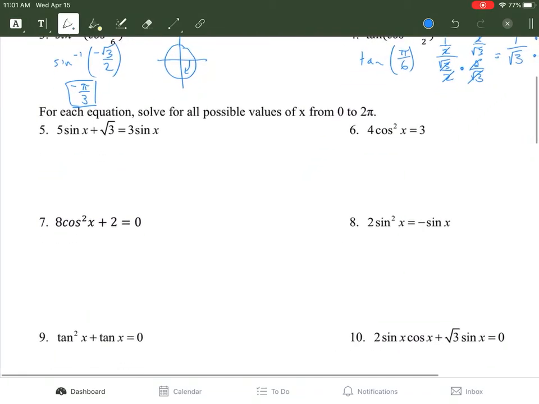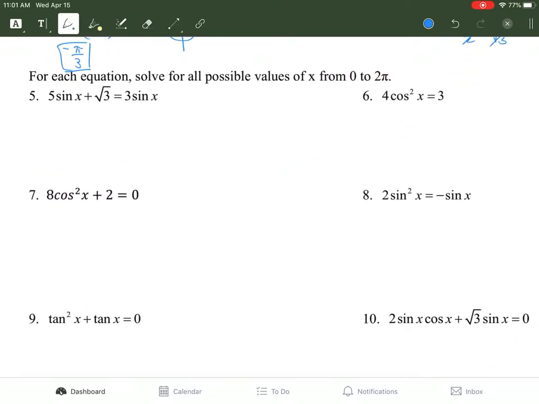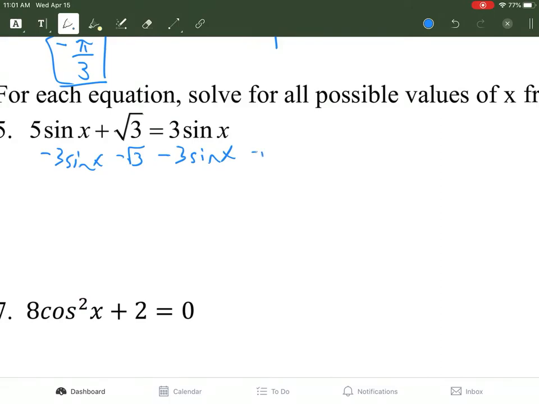Okay, now we go to the equations. So we want to get the sine value all together and then solve for the sine of x. So what we're going to do first is subtract 3 sine of x. Oops, forgot a number. There we go. Then we're also going to subtract the square root of 3. Let's make this bigger. So this will go away, and this will go away. We'll be left with 5 sine of x minus 3 sine of x gives you 2 sine of x. And that's going to equal negative root 3.